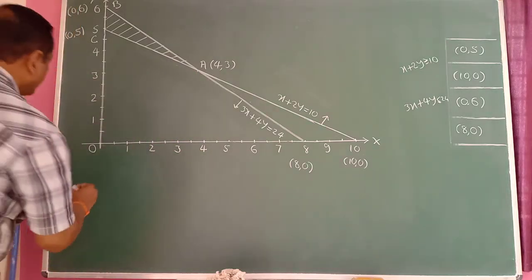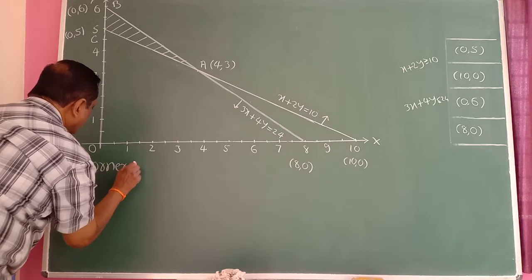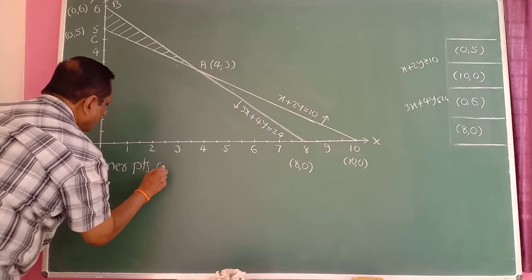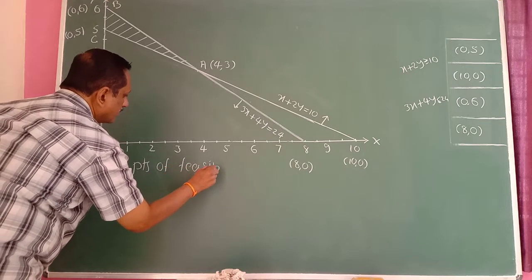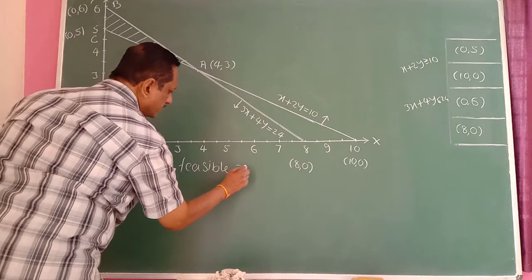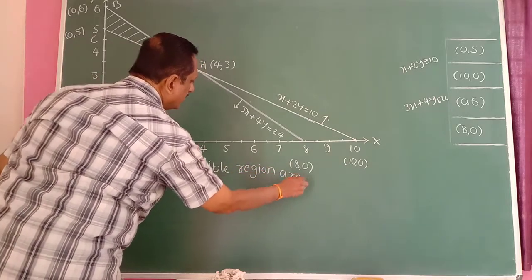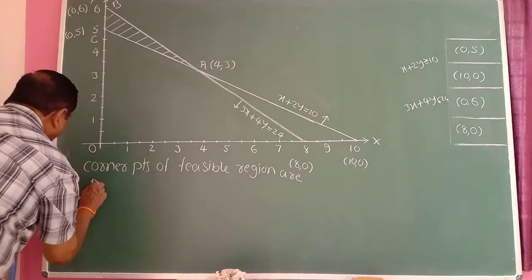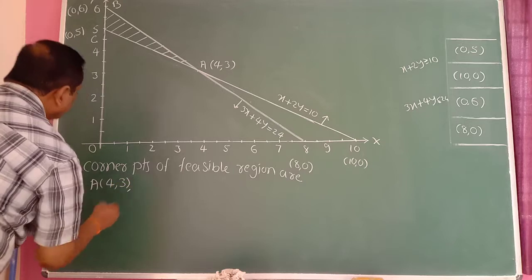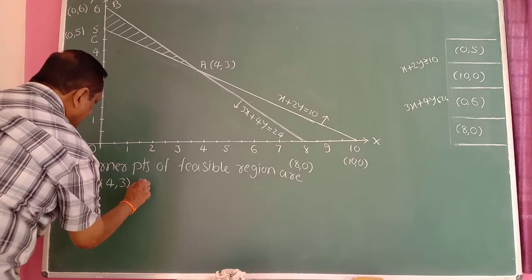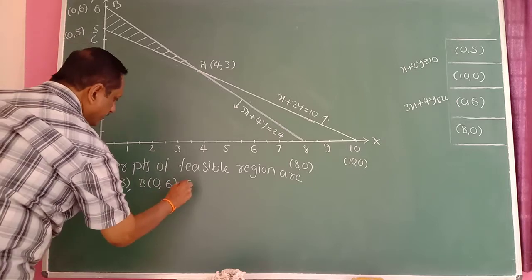Therefore, the corner points of the feasible region are: coordinate of A is (4, 3), then B is (0, 6), and C is (0, 5).